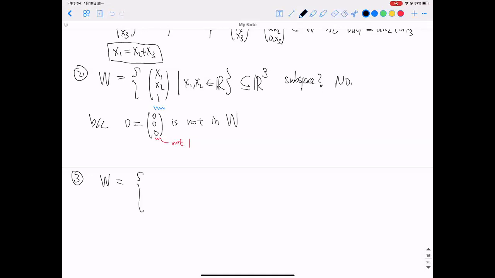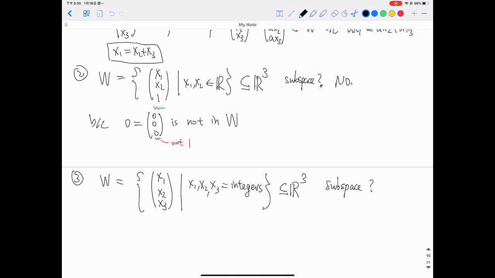Now, let's consider the following subset. We can do R3, no problem. So we consider W being the set of triples with the requirement that the entries are all integers. This certainly forms a subset of R3. And the question is, is this W a subspace? The answer is no.